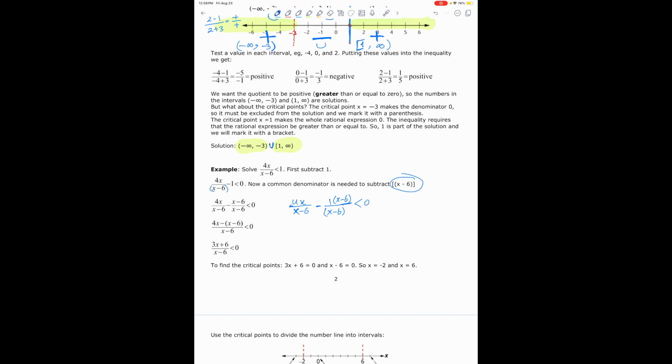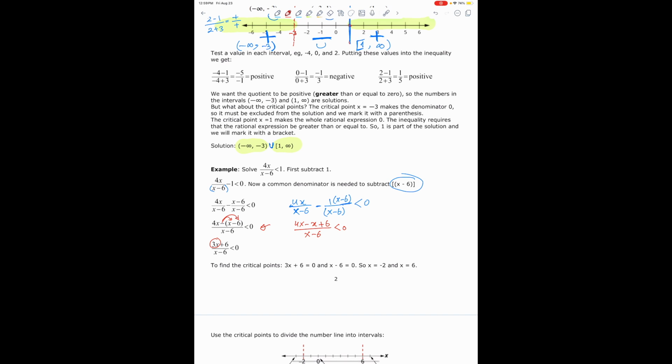Now we're going to combine. Don't forget to distribute the negative sign inside. So we will have 4x minus x plus 6 over x minus 6 is less than 0. That is the step missing here. And now we combine. 4x minus x is 3x, which is this one, plus 6 over x minus 6.